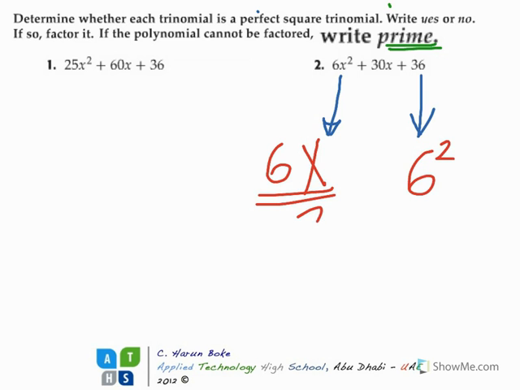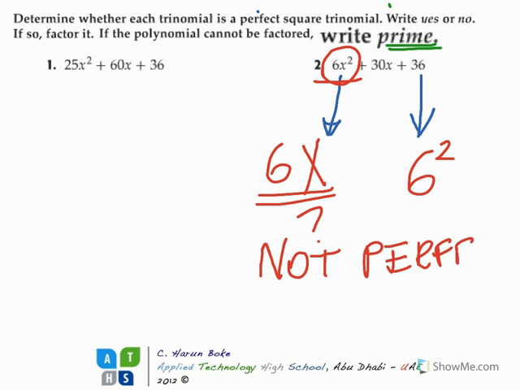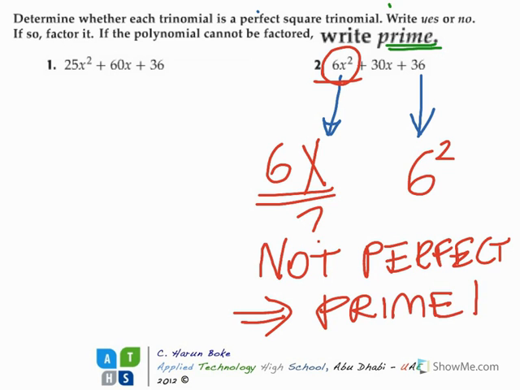Hence, since 6x squared does not satisfy the property, we will say that this is not a perfect square trinomial. Hence, or you can say it is prime, which means that it cannot be factored. So we stop here.